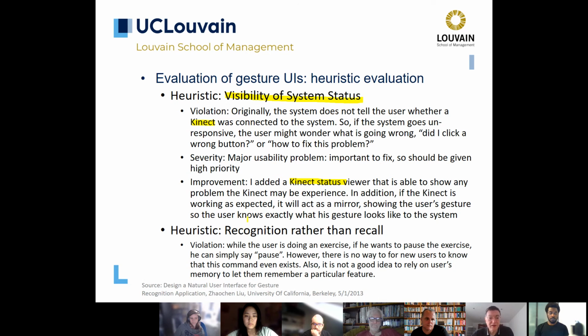A second heuristic that they have also tested is maximizing recognition, even at the price of reducing recall, which means that when a person is producing some gestures, the immediate recognition is even more important than recalling the gesture maybe one week after.